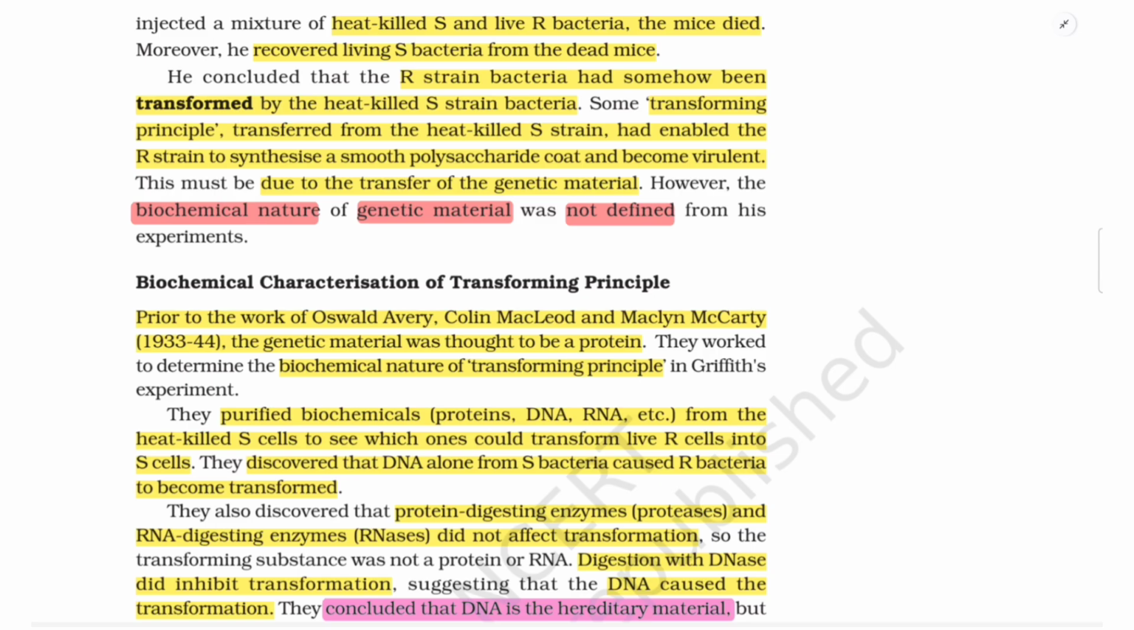He concluded that the R strain bacteria had somehow been transformed by the heat-killed S strain bacteria. Some transforming principle transferred from the heat-killed S strain had enabled the R strain to synthesize a smooth polysaccharide coat and become virulent. This must be due to the transfer of genetic material. However, the biochemical nature of a genetic material was not defined from his experiments.